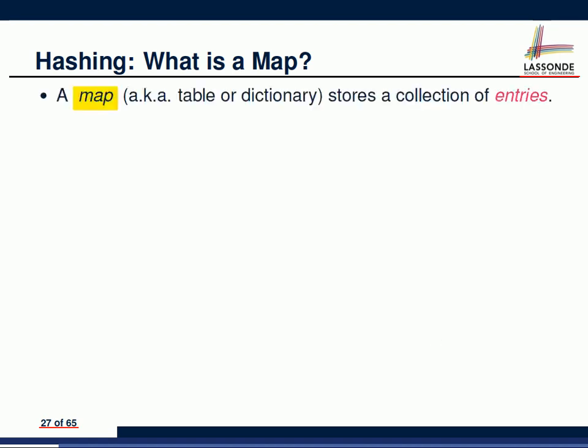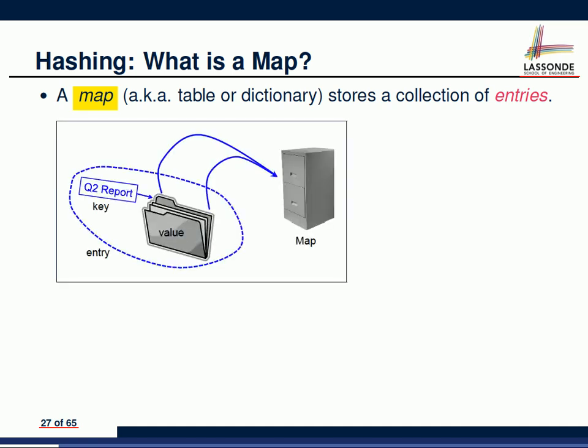Let's see what a map is. A map, sometimes we call it a table or dictionary. It's simply going to be a collection of entries. So let's define what an entry is. Each entry actually, let's see some example over here. I'm not sure if you're old enough to have seen such a thing. You know, in the old days, how people kept track of stuff.